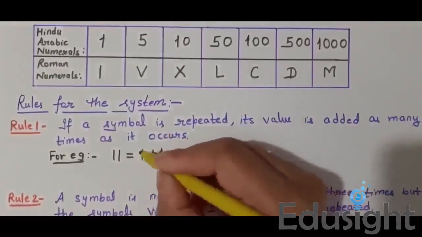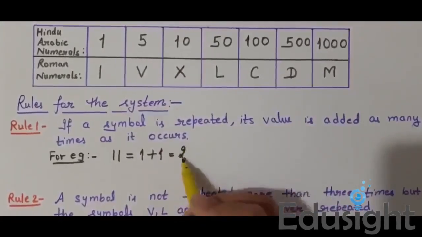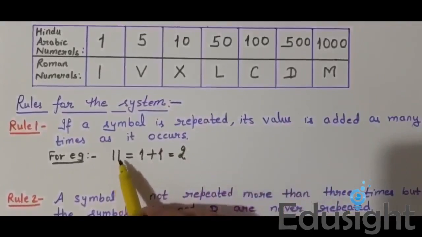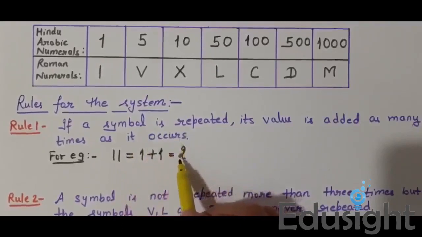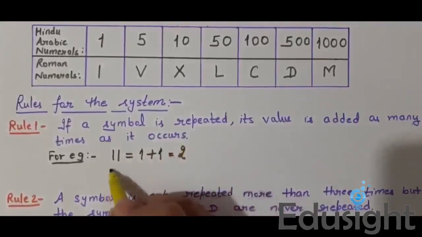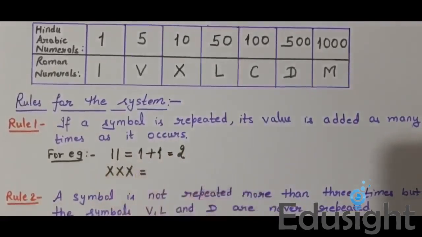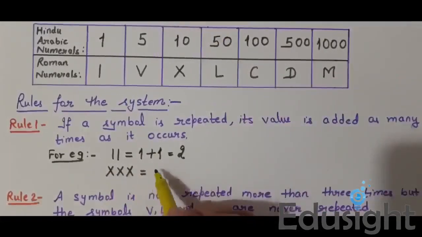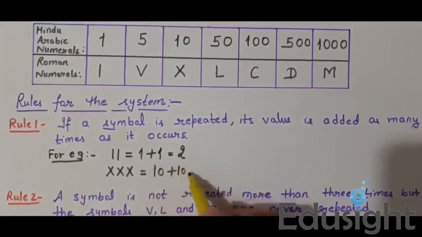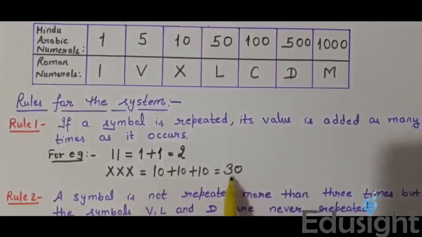So, I will add 1 two times, which means 1 plus 1, which is 2. That is, 2 is the number for double I. Or in the other way, double I represents the number 2. Right? Take one more example. Say, I will take triple X. The symbol X is for which number? 10. And X is repeated 3 times here. So, I will add 10 three times as the rule says. So, it will be 30. The Roman numeral for 30 is triple X. Got it?